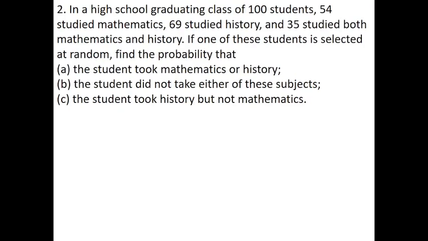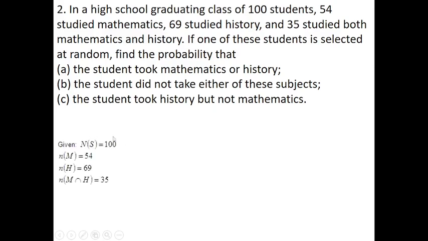So, problem number 2. In a high school graduating class of 100 students, 54 studied mathematics, 69 studied history, and 35 studied both mathematics and history. If one of these students is selected at random, find the probability that: A, the student took mathematics or history. Letter B, the student did not take either of these subjects. C, the student took history but not mathematics. So let's analyze. We have a high school graduating class of 100 students.